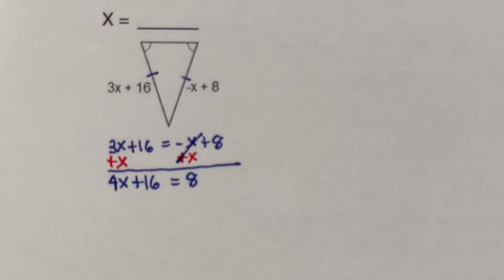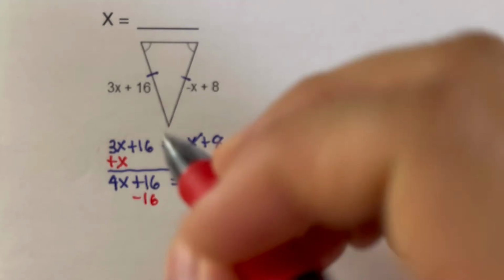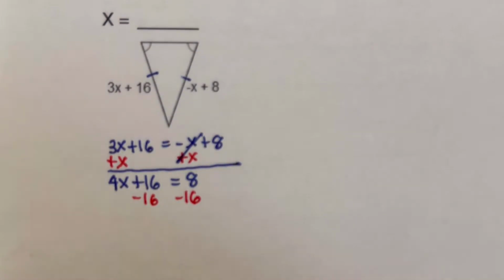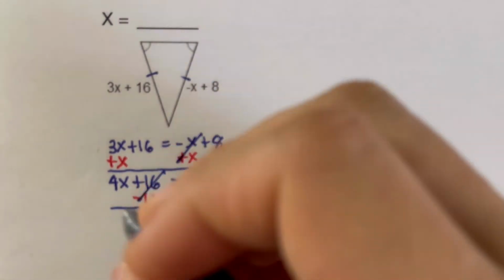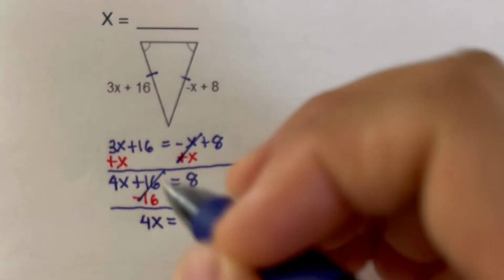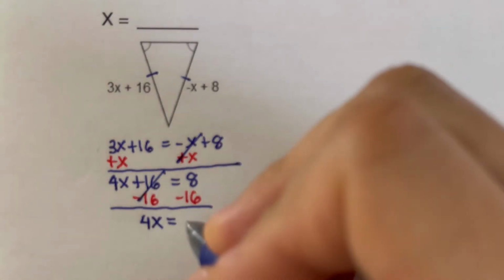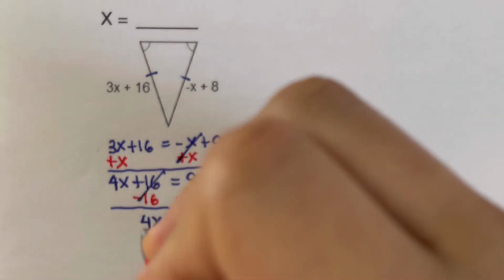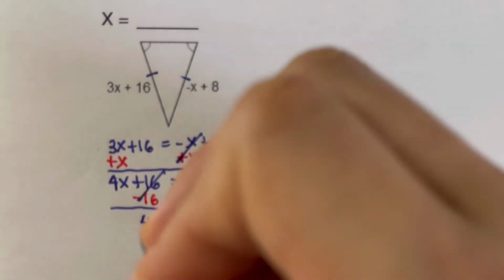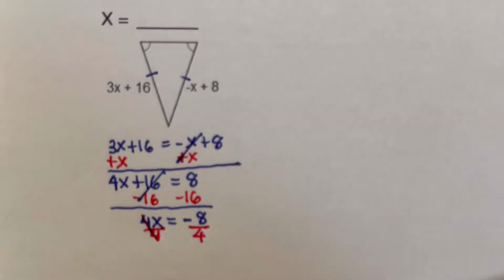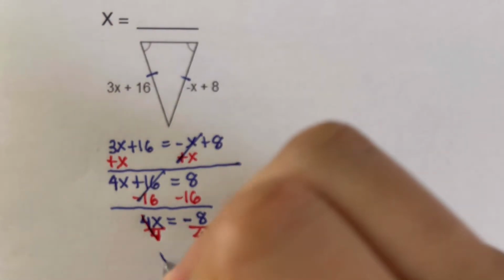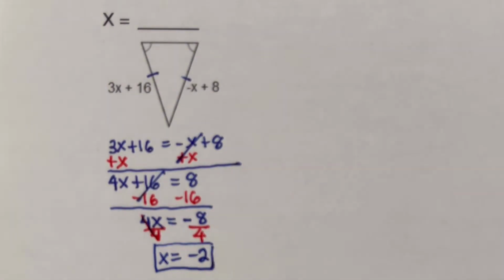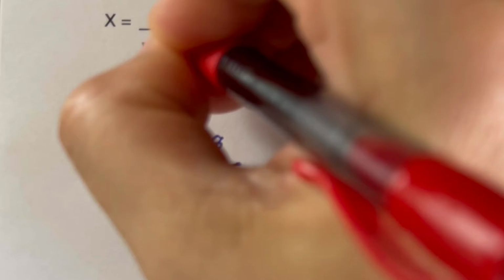Then we subtract 16 from both sides because our target is to solve for x. So minus 16 and minus 16, and we cross out the 16. We're left with 4x equals 8 minus 16, which is negative 8. Then we divide both sides by 4, so we can cross the 4 out. Our value for x is equal to negative 2. That's negative 2 right there.